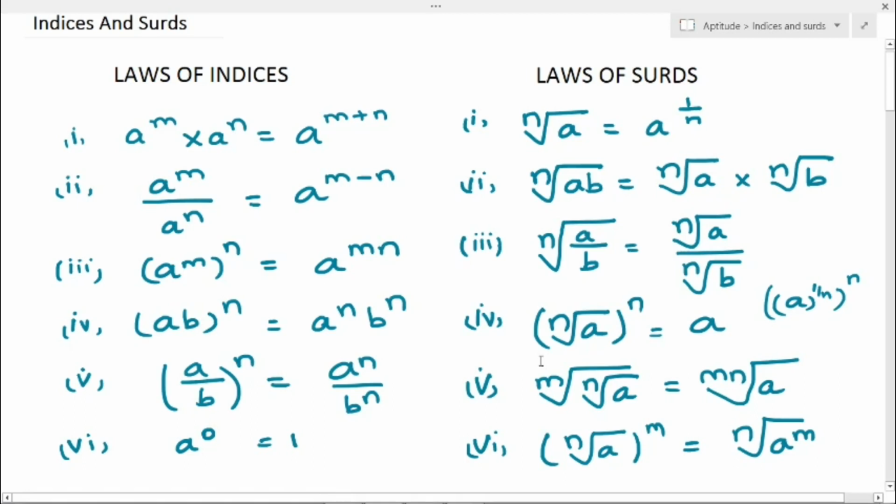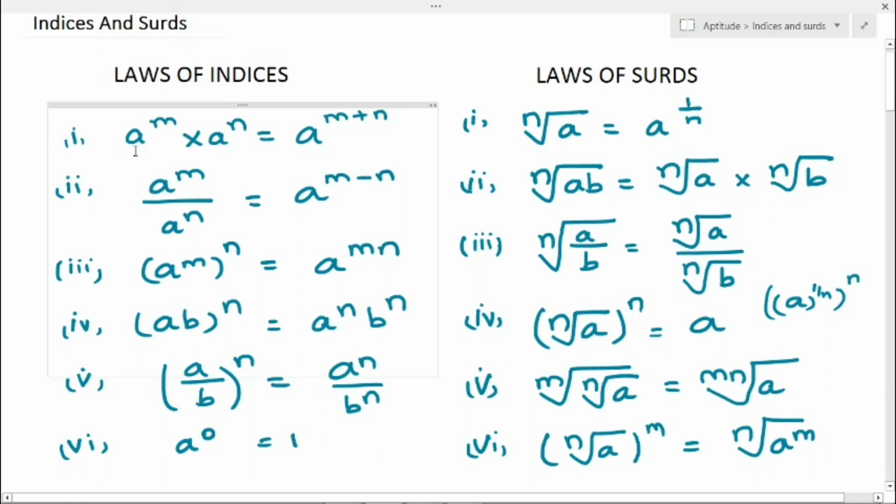In this video, we will solve a few problems based on the concepts of laws of indices and surds. Earlier I posted a video on how to solve problems based on these concepts. In this video, we will solve a few more problems using the law of indices and the law of surds. Now we will solve an example. Before that, we will quickly go through the laws.